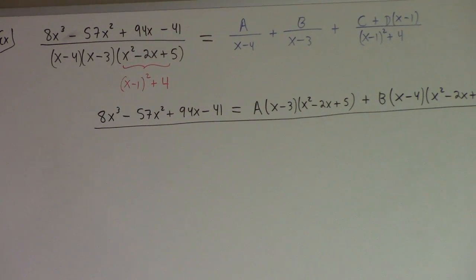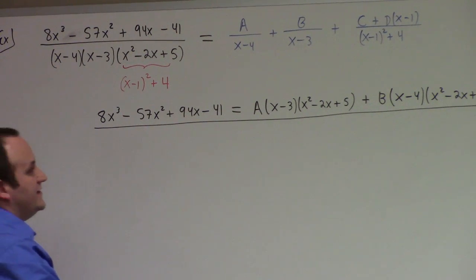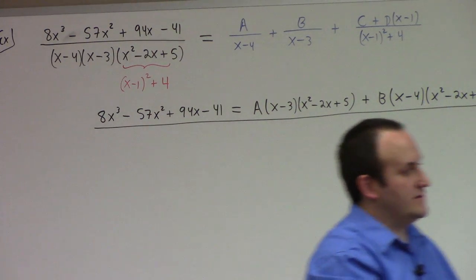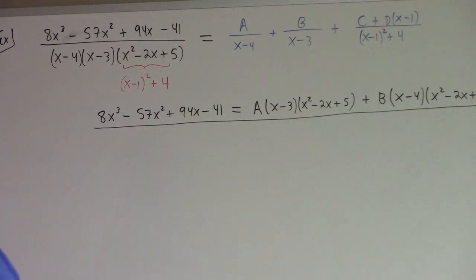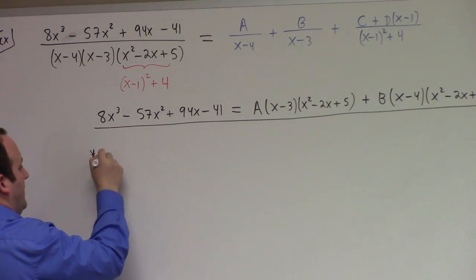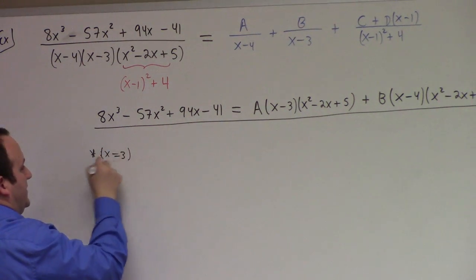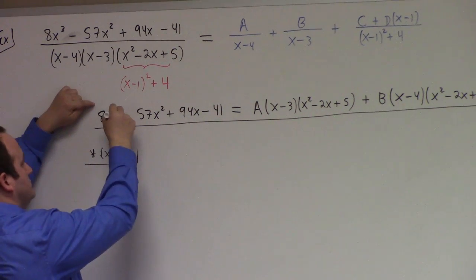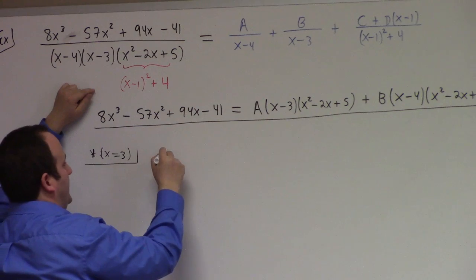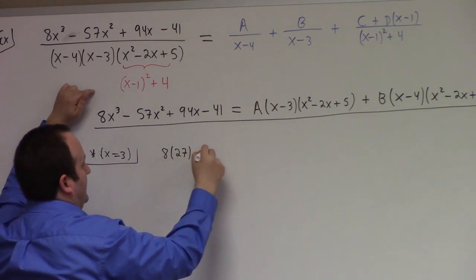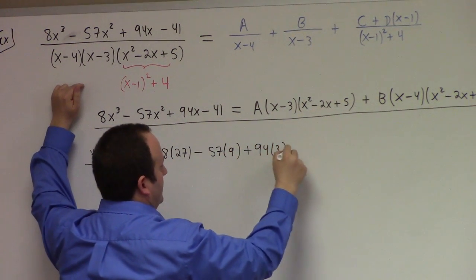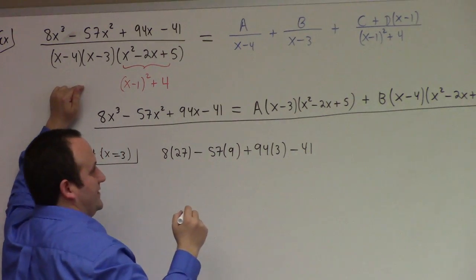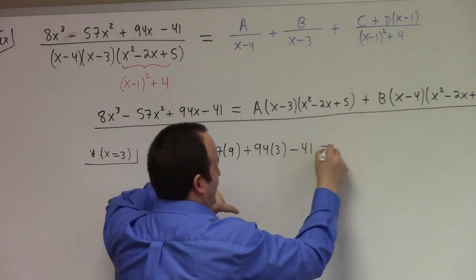So what do we do? I mean, there's some very low-hanging fruit here. We can use the idea we used in the last example to pick off some easy things. Like if I put x equals 3, or if I put x equals 4, I get some really nice equations, right? For example, if I take star and I put x equals 3, what do I obtain? I get 8 times 27 minus 57 times 9 plus 94 times 3 minus 41. I think really nice might have been a slight exaggeration. But we get something that's manageable.